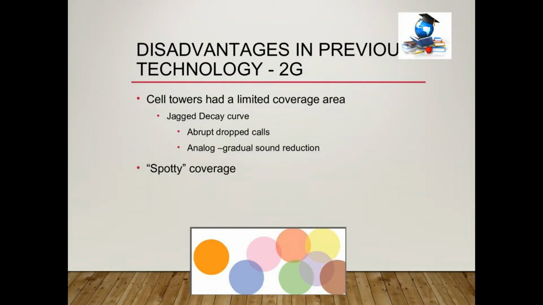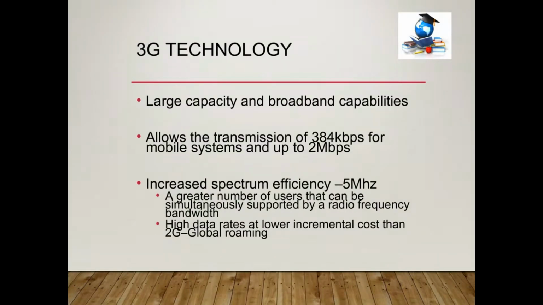Disadvantages in previous technology. 2G. Cell towers had a limited coverage area. Jagged decay curve. Abrupt dropped calls. Analog had gradual sound reduction. Spotty coverage.